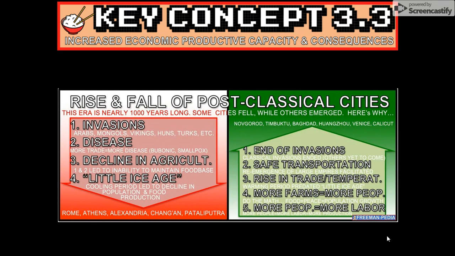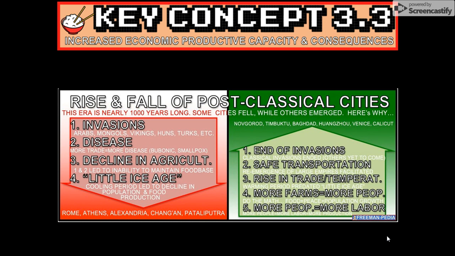So like I said, you get to see the rise and fall of post-classical cities. Cities are falling because of invasion, diseases, decline in agriculture. I mentioned the Little Ice Age earlier, which was this prolonged period of cooling that led to a decline in population and food production. So this is why some of these cities start to decline.